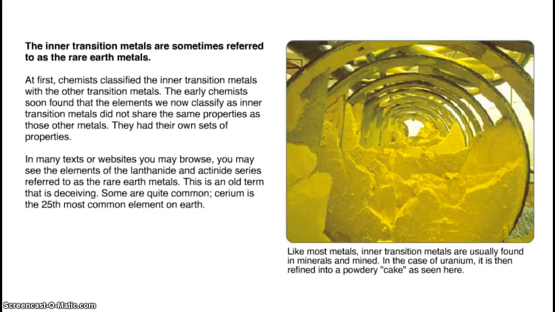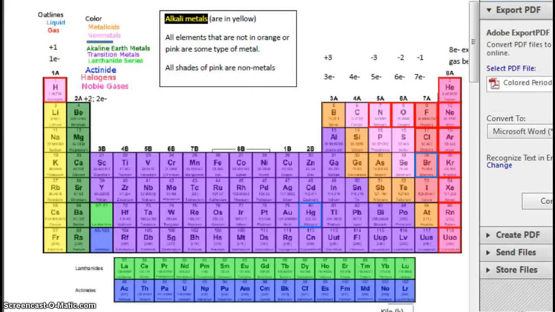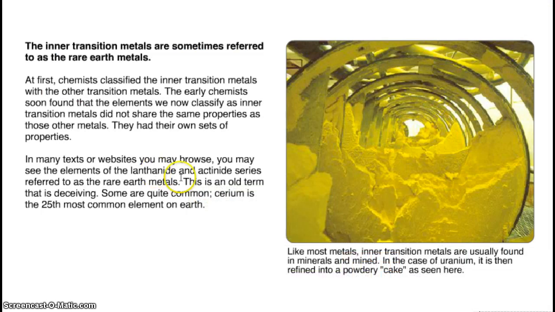In many texts or websites you may browse, you may see the elements of the lanthanide and actinide series referred to as rare earth metals. This is an old term that is deceiving. Some are quite common. Cerium is the 25th most common element on Earth. So when you think about it, 25th is pretty good considering there's over 100. And when they say that it's old, I mean, even when I was going to high school and college, which, yeah, was the year most of you were born, when I graduated high school. But still, only 18 years ago, they still used rare earth metals in a lot of textbooks.